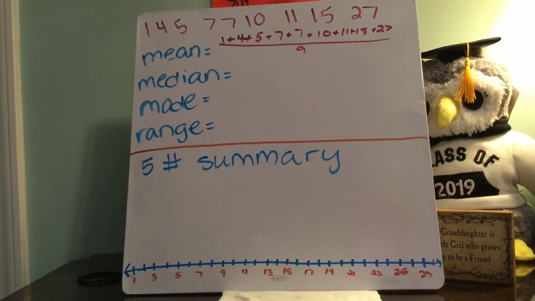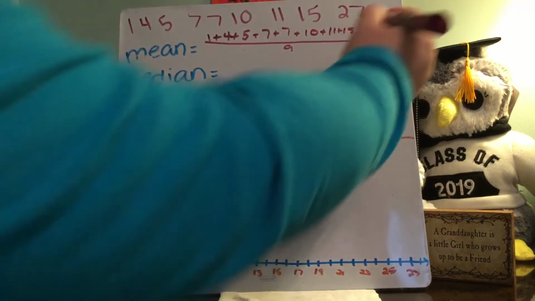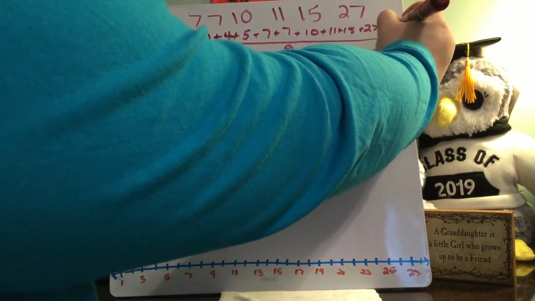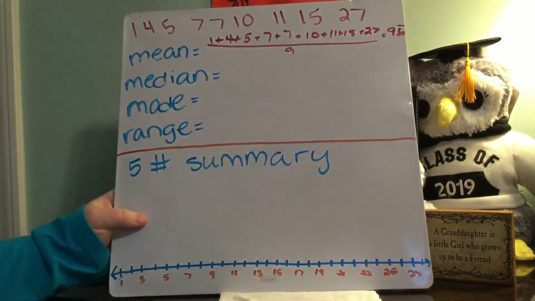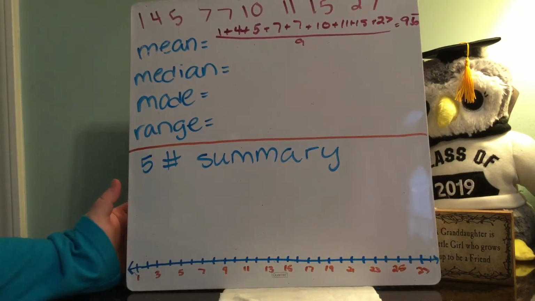So if I add all those numbers together, I'm going to get 87 divided by 9. And when I plug that into a calculator, 87 divided by 9 is going to give me 9.6 repeating. Sometimes it'll be a nice whole number, but not always. If it's going to be a decimal, we will tell you where you should round to.